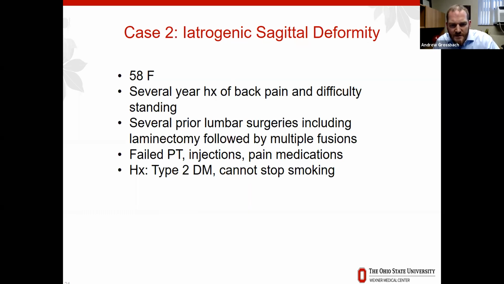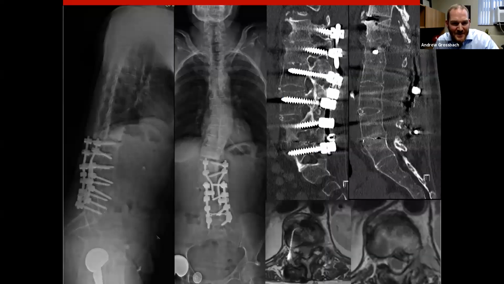She's of course failed all the conservative modalities, type 2 diabetic again. She's one of those I usually make stop smoking. Wanted to include it in this. There's a couple of people that get down to like 1 or 2 cigarettes. They're getting worse. So sometimes I'm a softie and I bend the rules a little bit.